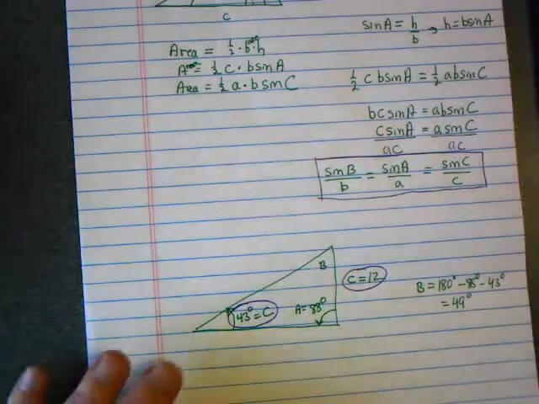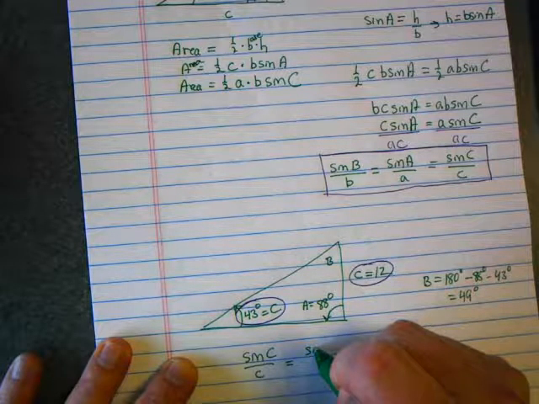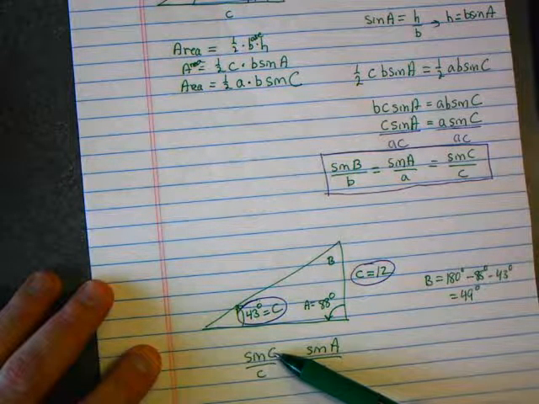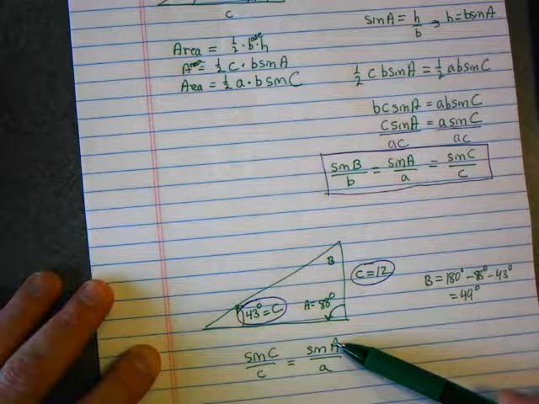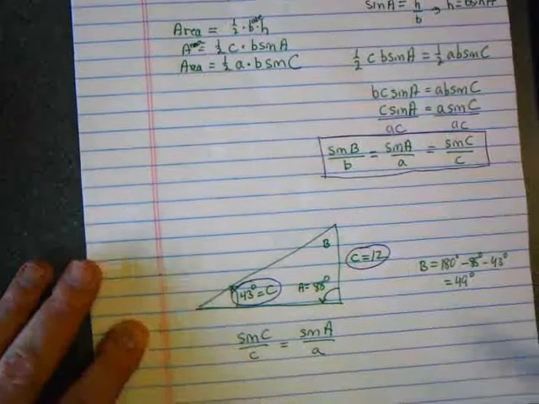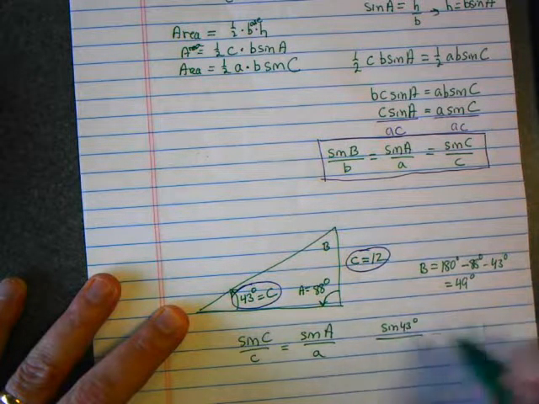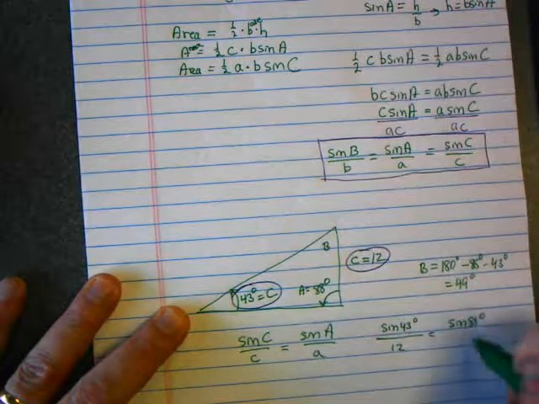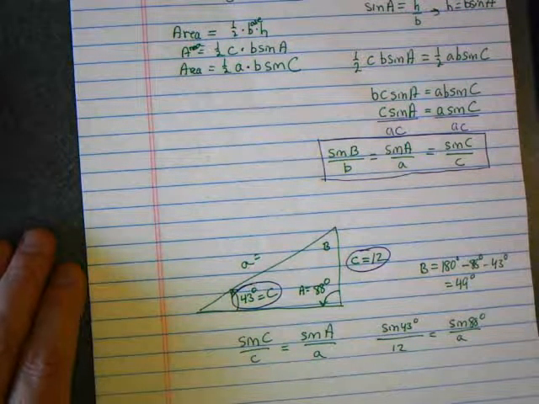For example, I can use sine of big C over little c is sine of big A over little a. Do I know big C? Do I know little c? Do I know big A? Yeah, so I can plug everything in. The only thing I don't know is little a, and then I can solve that equation. So I'm going to have sine of 43 degrees over 12 equals sine 88 degrees over A. So this will be A over here. How do I solve that equation?